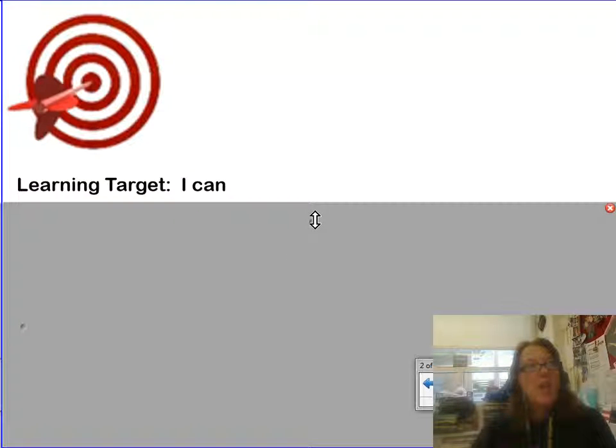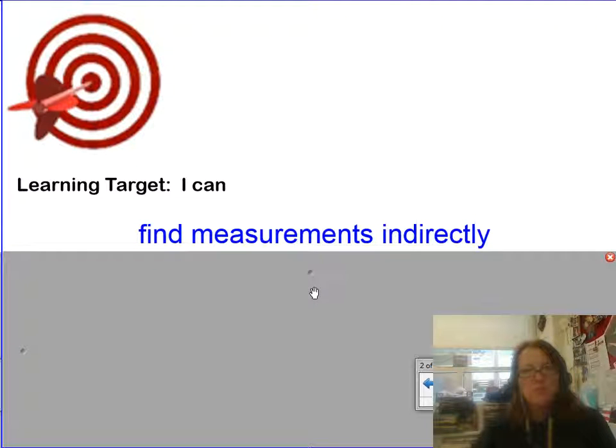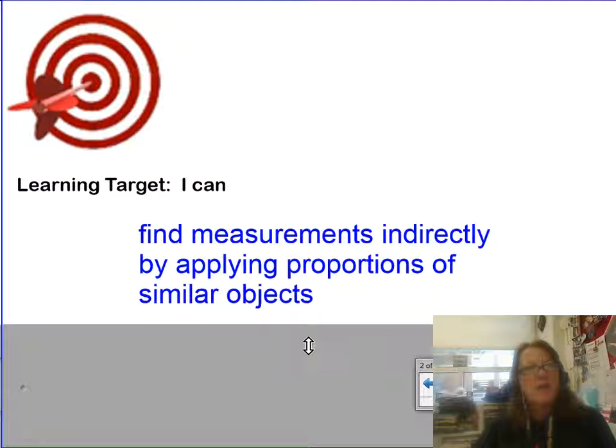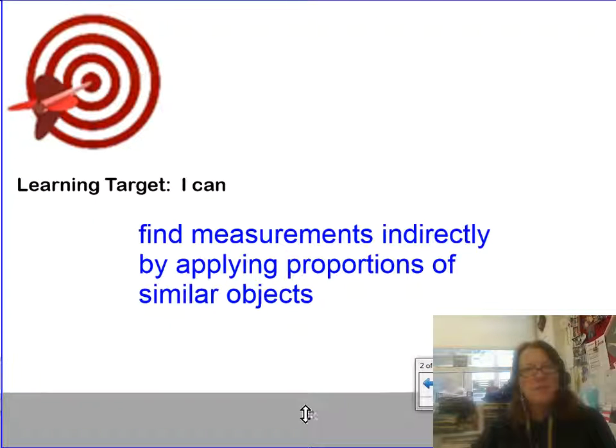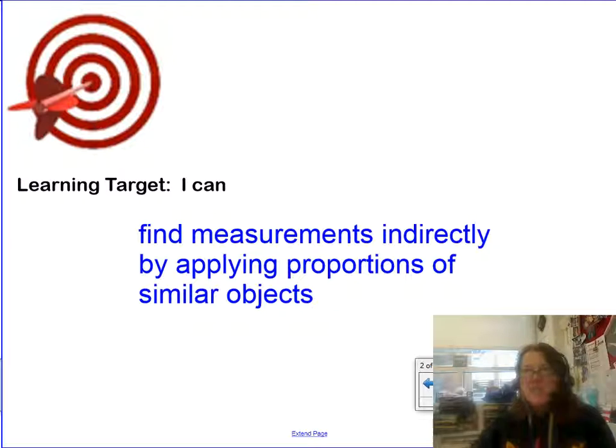Today, what you're going to do is find measurements. We're going to be able to find measurements of things, but we're going to do it indirectly by applying proportions of similar objects. Now while you're writing all that down, just think about this.